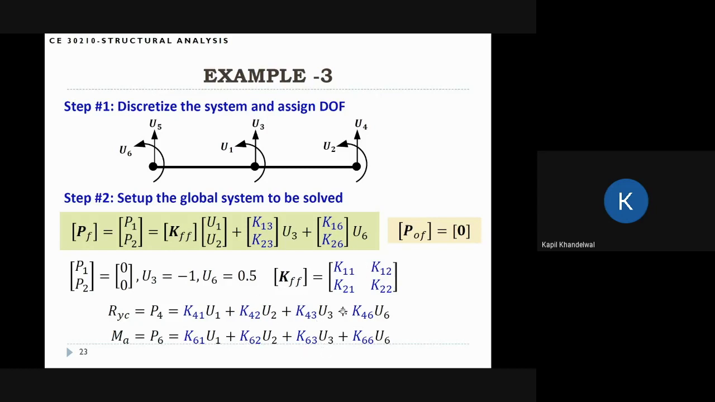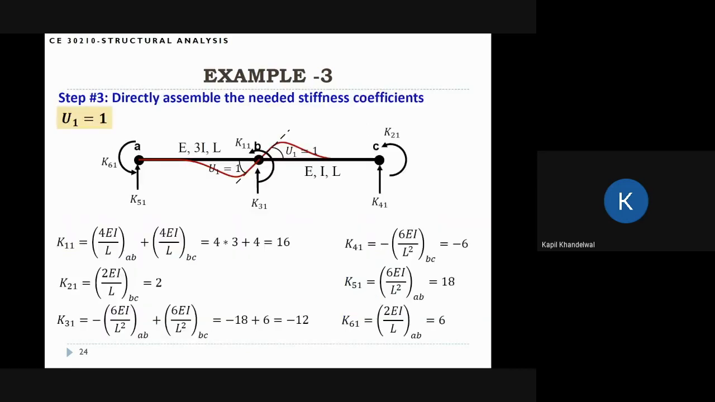And in this case, to find P4 and P6, we also have to displace the third degree of freedom by 1 unit and calculate the forces at 4 and 6. And we have to displace the 6th degree of freedom by 1 unit and calculate coefficients like K46 and K66. So we have to actually have 4 displaced configurations. Okay, so let's do them one by one and find all these stiffness coefficients.